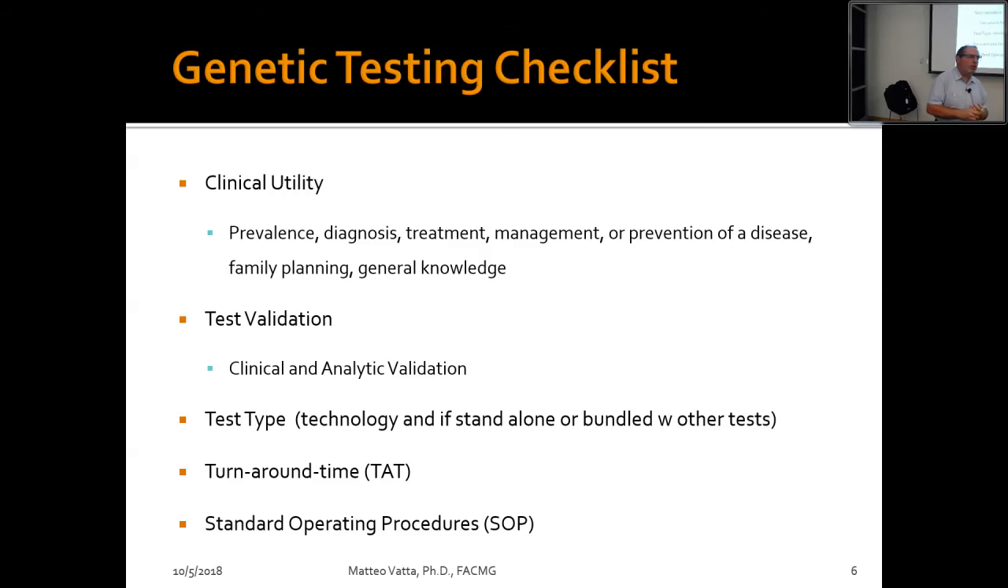So after knowing why someone wants to set up a clinical test, they need to undergo the test validation, which will have to prove that there is a clinical and analytical validity for that. And we will go through those. Then the other parameter is: what test type are we going to use?